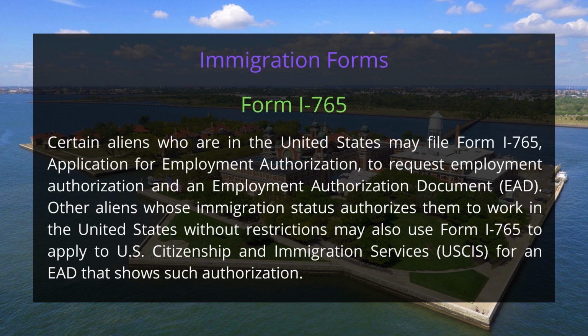Form I-765 is the application for employment authorization. Certain aliens who are in the United States may file Form I-765, Application for Employment Authorization, to request employment authorization and an Employment Authorization Document, EAD. Other aliens whose immigration status authorizes them to work in the United States without restrictions may also use Form I-765 to apply to USCIS for an EAD that shows such authorization.